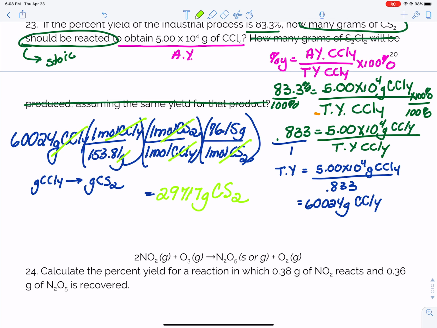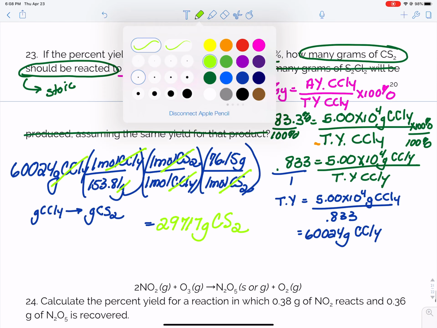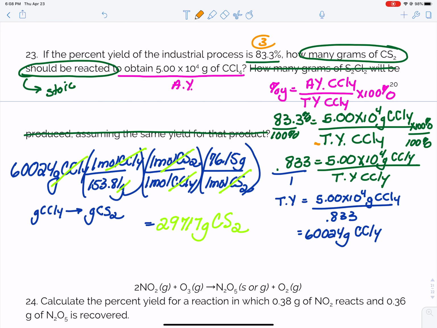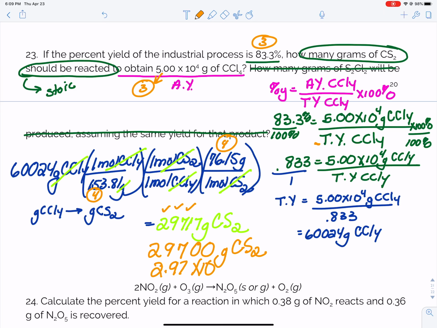And then, you know what we've got to do? We've got to look at significant figures here. That green is hard to see. There are 3 significant figures in the 83.3. That does count. There are 3 significant figures here. The only other numbers I used were from the periodic table, and those have 4. So I should use 3 significant figures. So I could do 29,700 grams of CS2, or I could put it into scientific notation, 2.97 times 10 to the positive 4 grams of CS2.